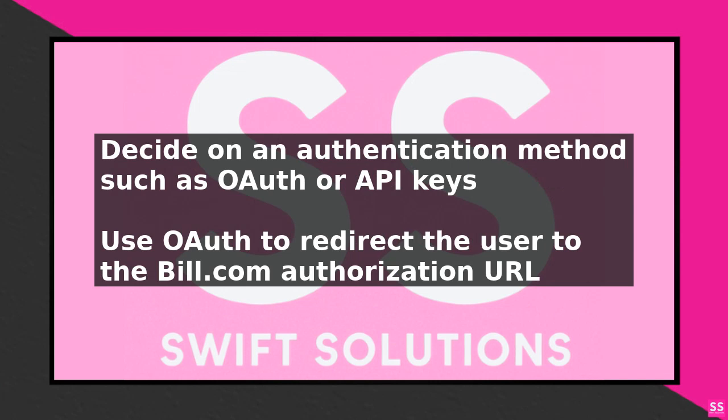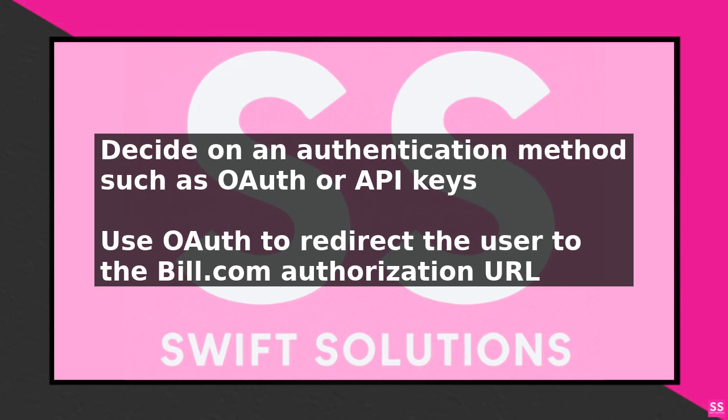Once the user has granted access, you will receive an authorization code, which can be exchanged for an access token. The access token is used to authenticate your API requests and can be obtained by sending a POST request to the Bill.com token endpoint. When making API requests, include the access token in the authorization header of your request. You should also handle errors and exceptions properly, such as token expiration and invalid credentials.